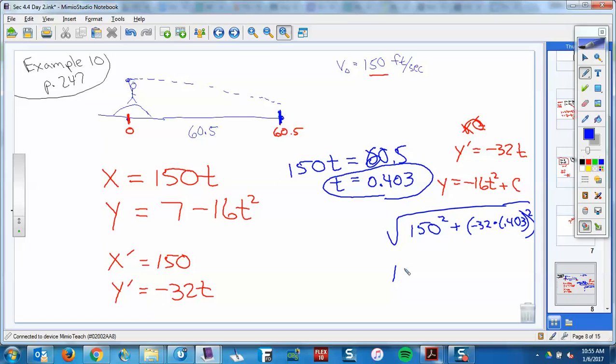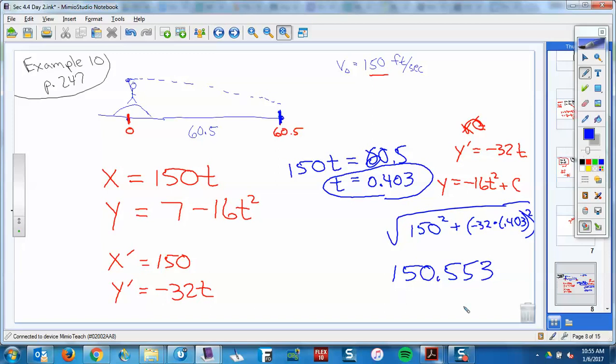100 what? 150.553. Is that right? Are we sure? You mean it's going faster when it gets to there than when he released it? Why? It's like a triangle.